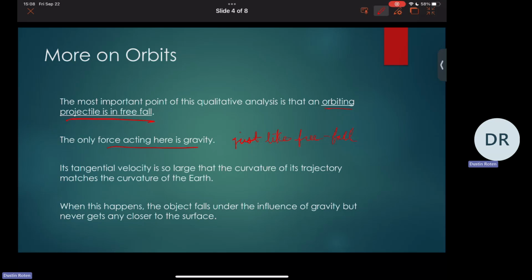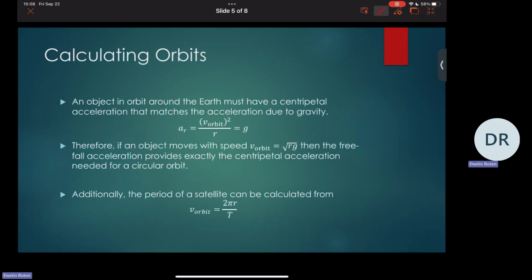Its tangential velocity is so large. So the thing that drives a particle or object into an orbit is that initial tangential velocity. It's got to be large enough that the trajectory actually matches the curvature of the Earth. Okay. And then when this happens, the object falls under the influence of gravity, but it never actually gets any closer to the surface because the surface keeps dodging it. Okay, so we can actually do some calculations with this.